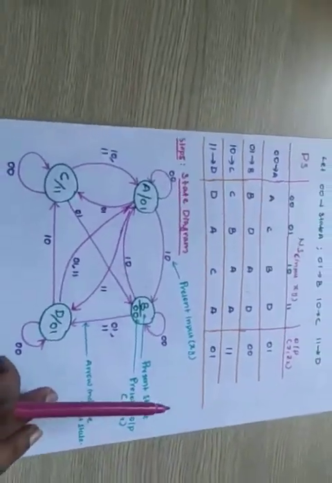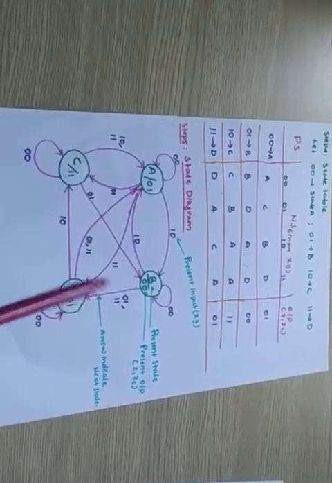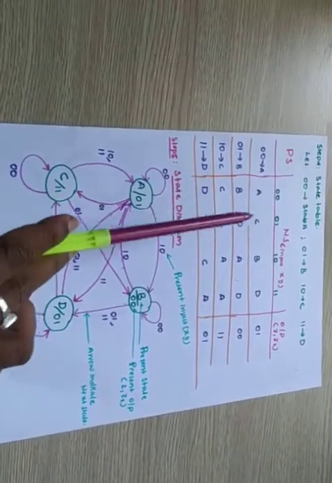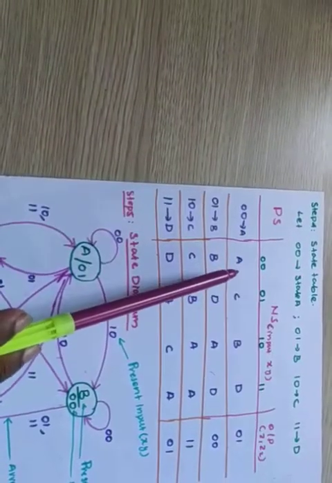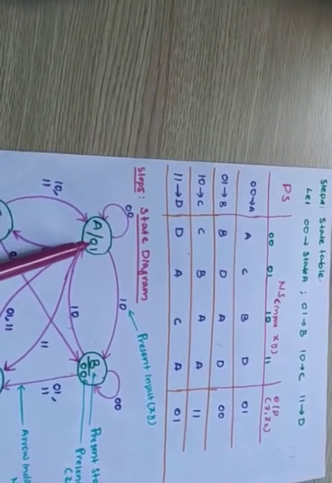Now the state diagram. From the state table you have to write the state diagram. So what is the first state? A is the first state. What is the output? 0. It is a Moore circuit, so you have to write the output within the circle. So A with output 01.